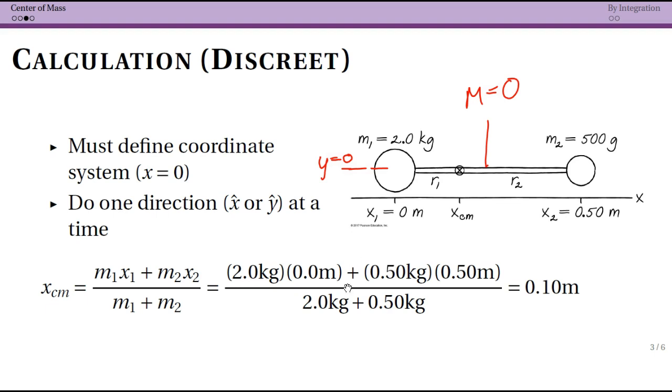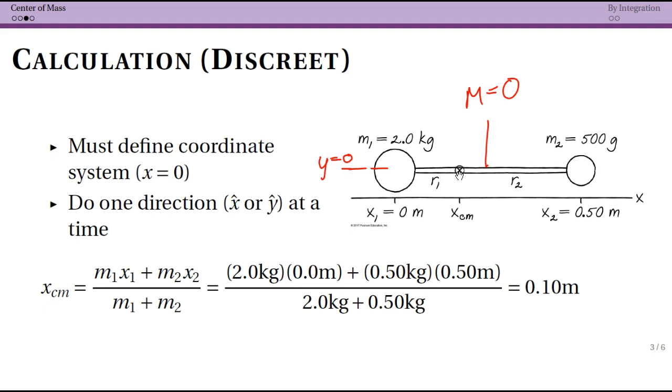You then add this up and divide by the total mass, and you get that the center of mass is 0.1. Note that this is going to be a positive number. Your 0 is here, your positive x direction is to the right, and so that tells you where the center of mass is.